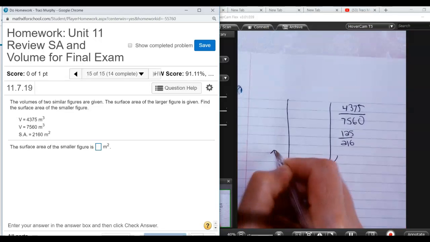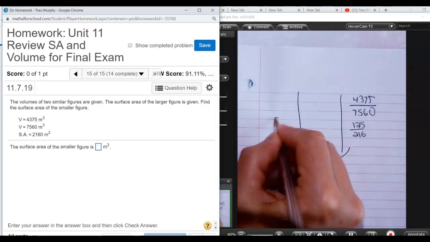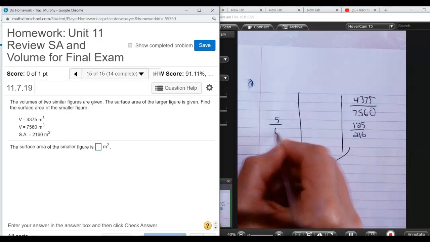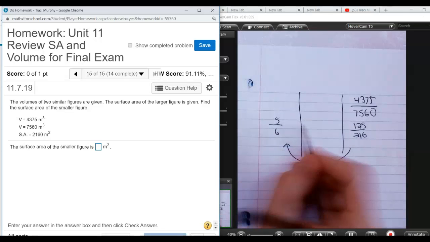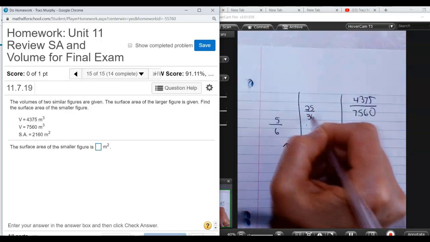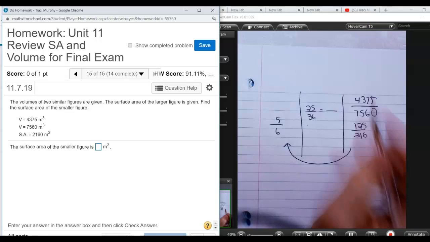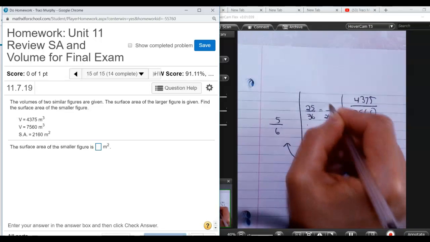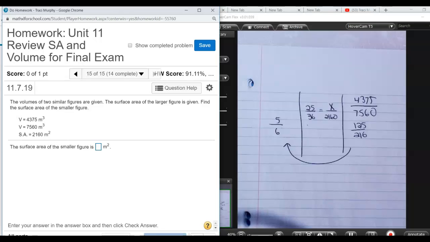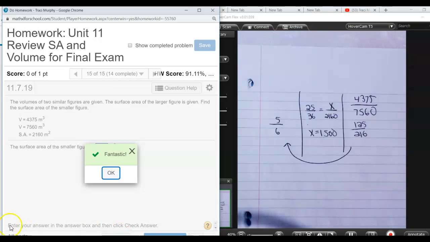So to get from here to here, I need to take the cube root. The cube root of 125 is 5. The cube root of 216 is 6. And now I need to square those because they then want me to find the surface area. So we've got 25 over 36. The larger surface area is given, and we're going to set up a proportion and solve. Okay, finishing it up, I got 1,500.